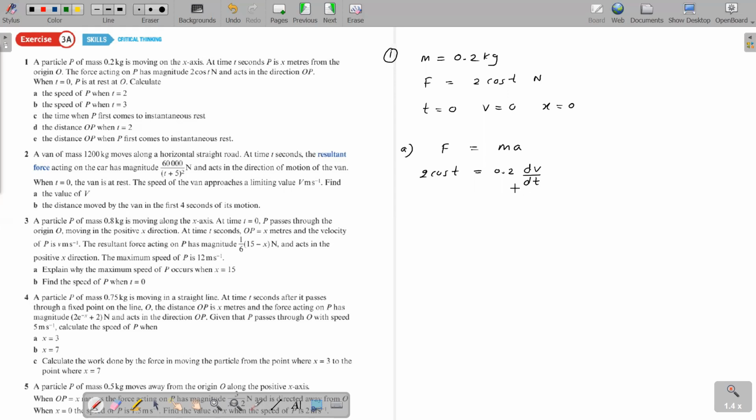So taking dt to the other side, 2 cos t dt equals 0.2 dv. So we separate variables. And now what do we do? Now we integrate. This side integrates with respect to t, the other side integrates with respect to v.